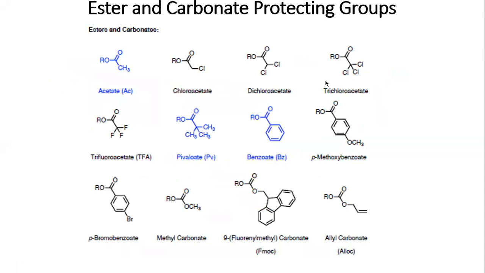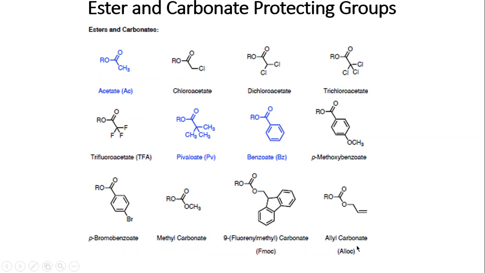All right, so these are some other carbonate and ester protecting groups. You can see you have your acetate protecting group, chloroacetate, dichloroacetate, so on and so forth. TFA, pivalate, which is a really robust protecting group. You can see that big tert-butyl group here. You have your benzoate protecting group, and then methyl benzoate, and so you have a bunch of different carbonyl protecting groups as well, right? And most of these are applied using some type of esterification with an acid chloride.